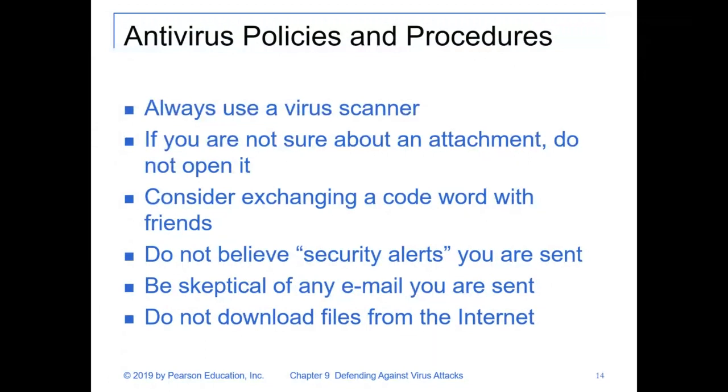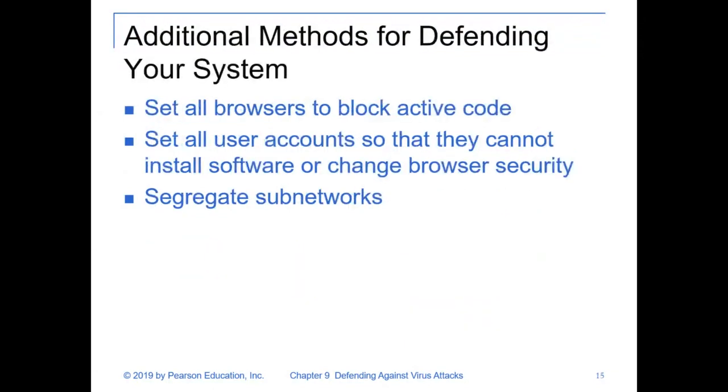This is something we will discuss more in Chapter 11 when we talk about security policies, with the antivirus policies and procedures. Organizations may have policies set up so that we always use a virus scanner. If you're not sure about an attachment, do not open it. Consider exchanging code words with friends. Do not believe security alerts you are sent. Be skeptical of any email you're sent. And do not download files from the internet. So these are all good policies and procedures that you need to be aware of and will consider implementing in your organization.